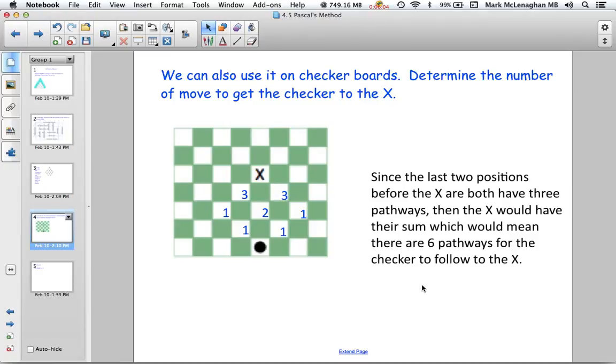So to actually move on to the x, add those together. So let's move on to the x. We add 2 3s and we get 6. So there's 6 different pathways to move the checker from its starting position to the x.